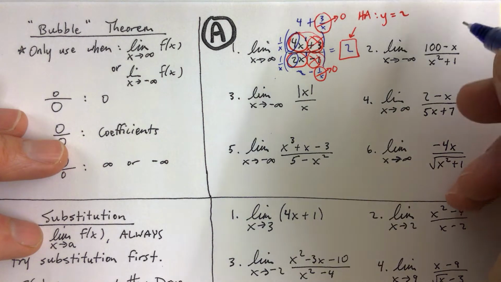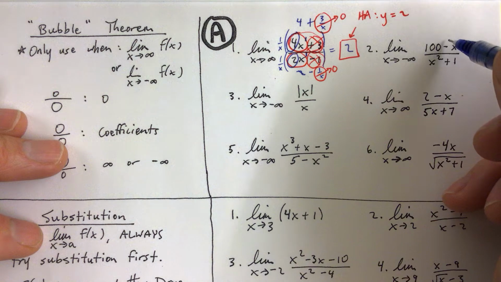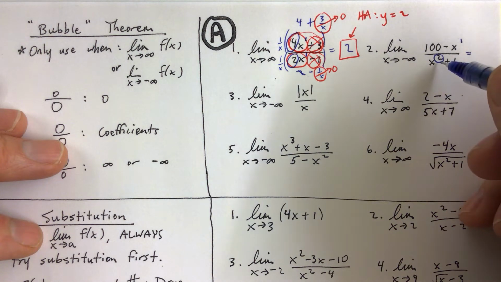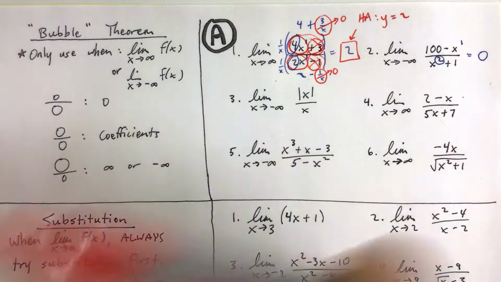For problem 2, x is approaching negative infinity. Okay, so if x is approaching negative infinity, we notice that the numerator has a degree of 1, the denominator has a degree of 2. Because the denominator degree is greater than the numerator degree, we say the limit is 0. Well, that's a pretty easy one.